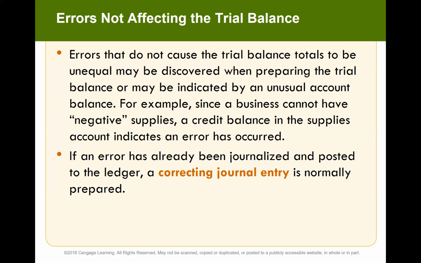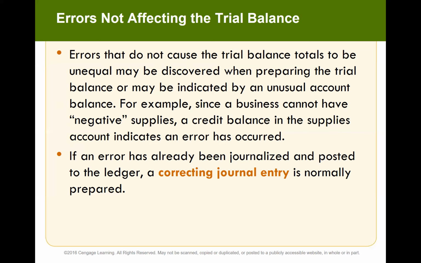Supply balance is an asset, and assets are increased with debits, and you're either going to have a zero supply balance or you're going to have a debit balance in your supply account, but you can't have a credit balance. That's just something that tells you that something was reported wrong. So again, you have to pay attention to what those normal balances are for those accounts.